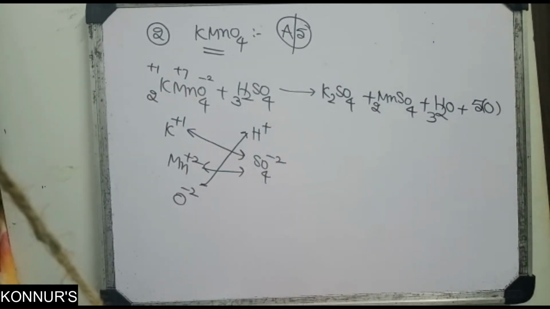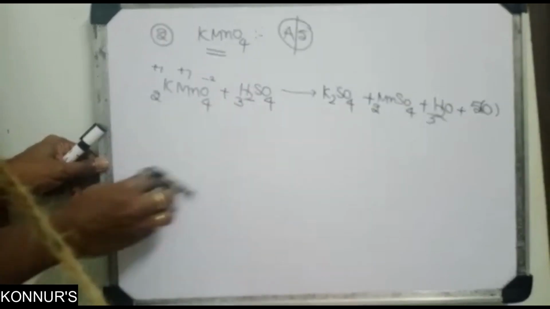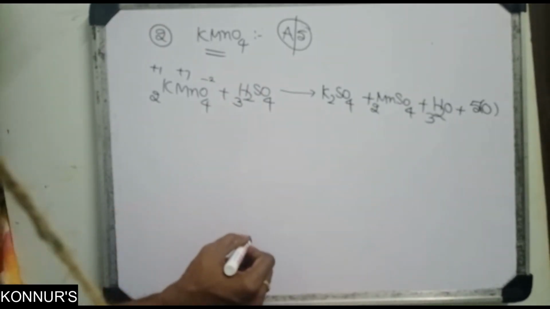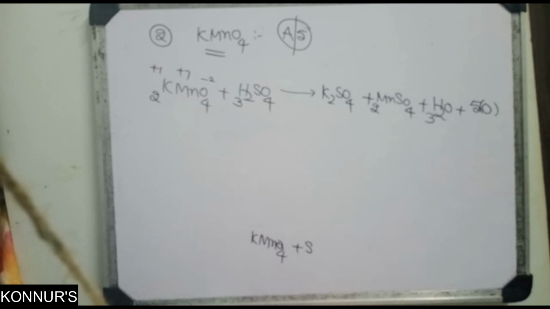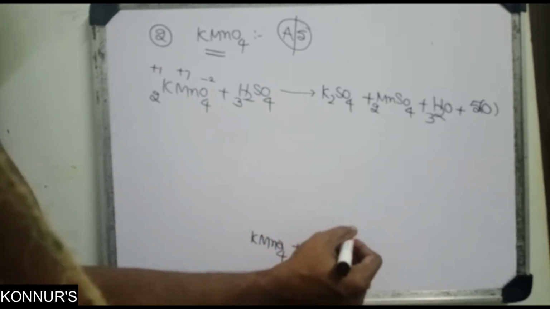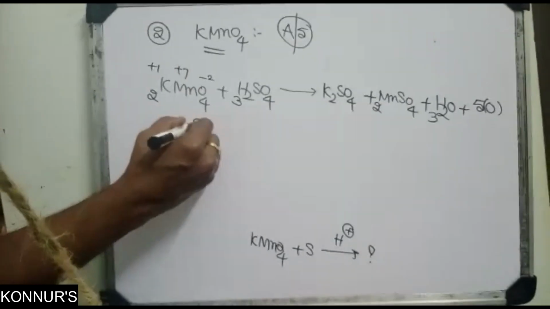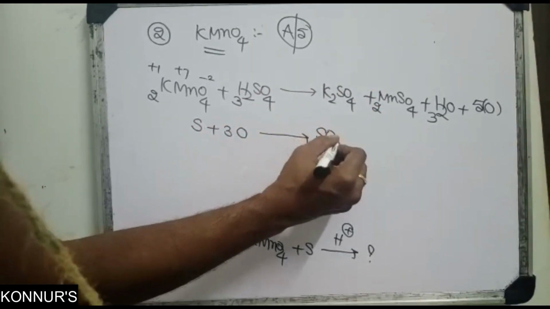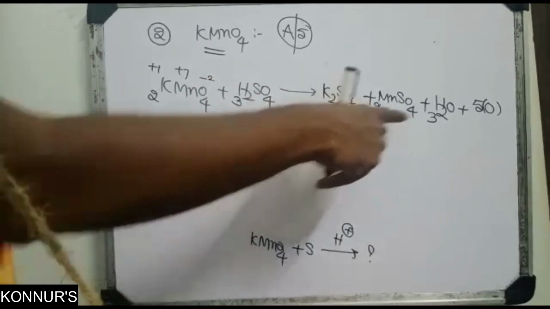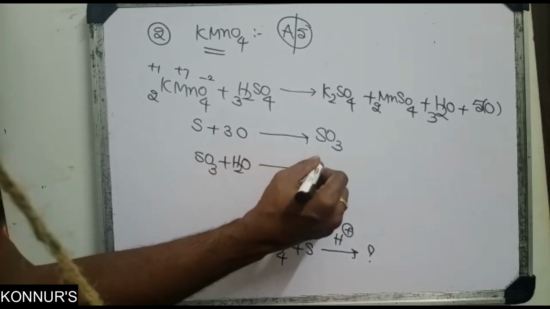So this is the basic equation. Based on this basic equation, you can do whatever the oxidizing agents. See, suppose we take a question with sulfur. KMnO4 treated with sulfur in acidic medium. Suppose they ask, you write down the basic equation. Sulfur takes oxygens. Suppose it takes 3 oxygens, so it becomes SO3. Next, water is also coming. SO3 takes water molecules and becomes H2SO4.